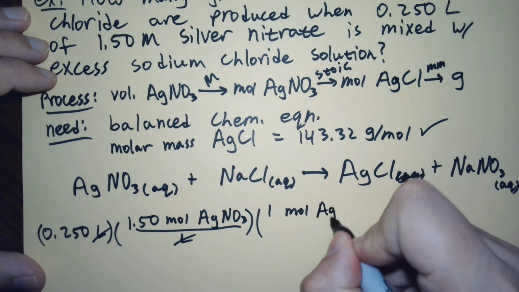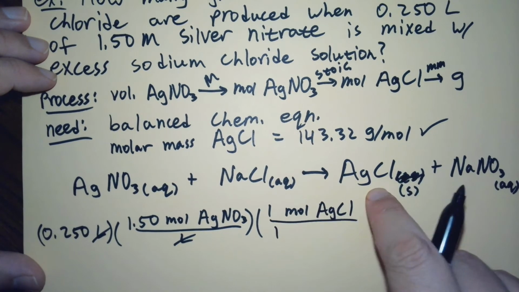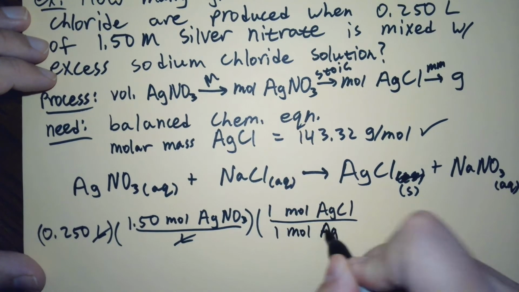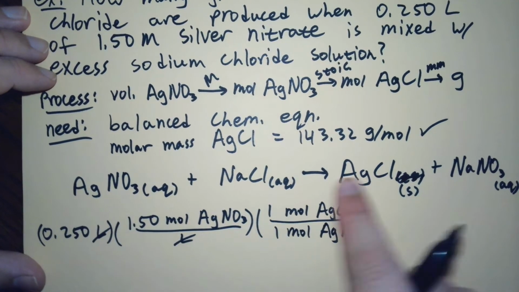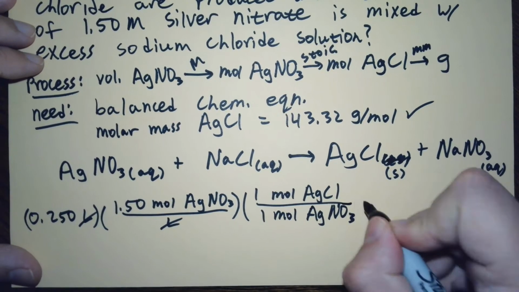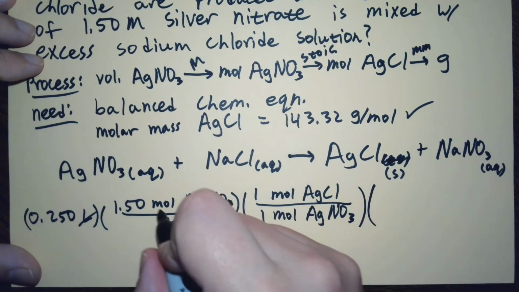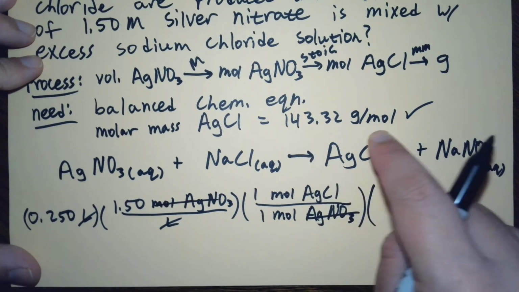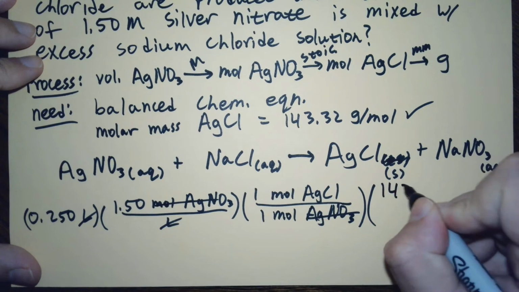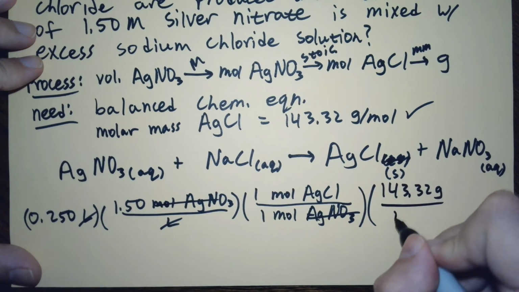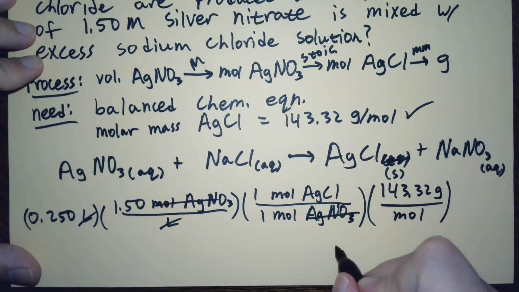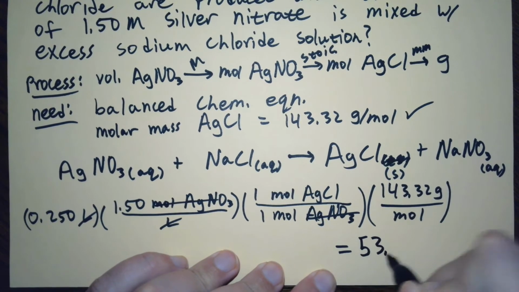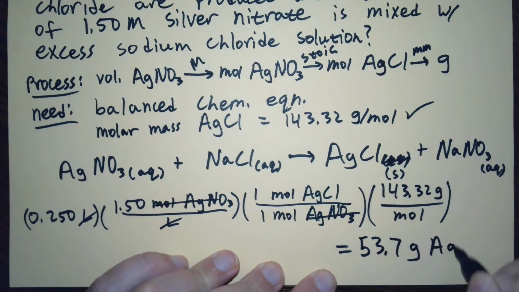We'll get 1 mole of silver chloride, all right, for every 1 mole of silver nitrate. We just look at our stoichiometric numbers there, coefficients. All right, and that's going to get me 2 moles of AgCl, but I need to get to grams, so I need the molar mass. I got it right there. So there's going to be 143.32 grams per mole. Okay. I carry it all through the calculation and I get 53.7 grams of silver chloride.